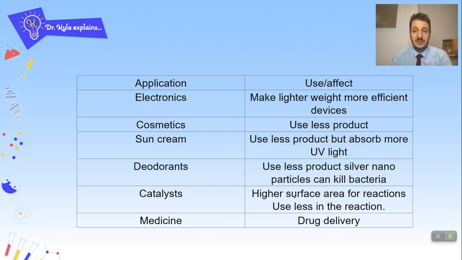Catalysts have a higher surface area for reactions, so you can use, again, less in the reaction, saving money and energy. And then medicine, it actually has an important role as potential drug delivery systems. Because they can get into the blood, it means that we might be able to wrap drugs inside of these nanoparticles and target exactly where we want it to get to. So some really interesting applications here. Now, these are specific applications that are on the specification that you do need to learn for your GCSE.